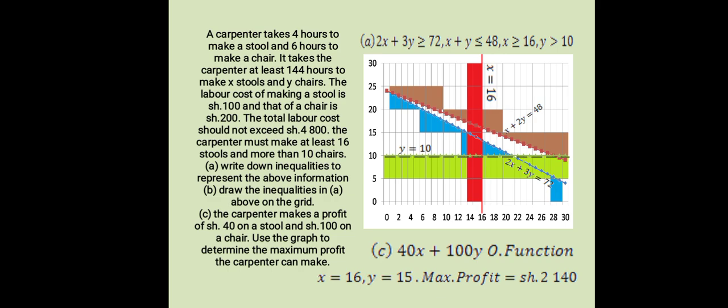A. Write down inequalities to represent the above information. B. Draw the inequalities in A above on the grid. C. The carpenter makes a profit of 40 shillings on a stool and 100 shillings on a chair. Use the graph to determine the maximum profit the carpenter can make.